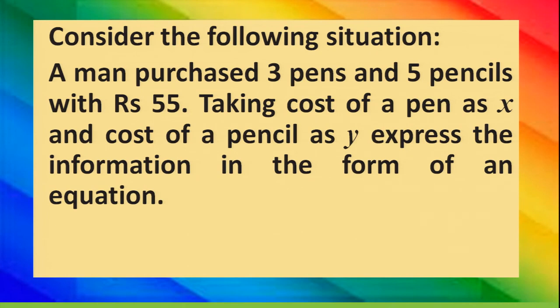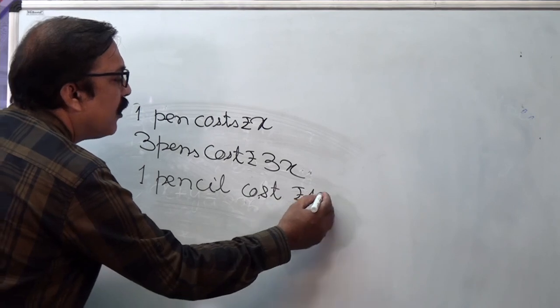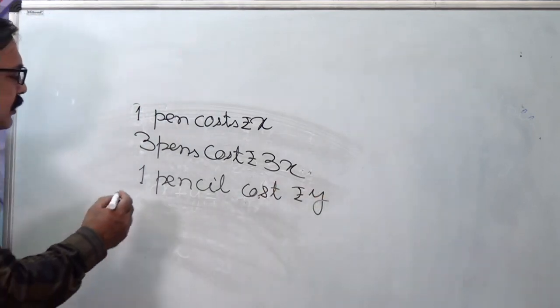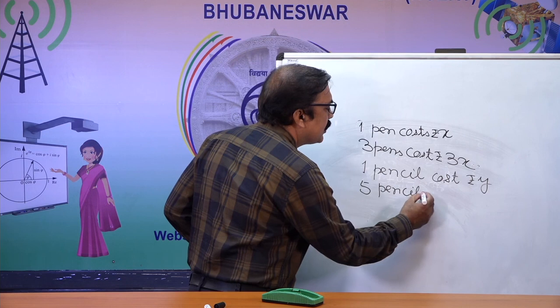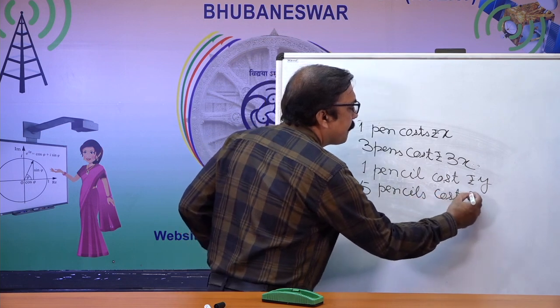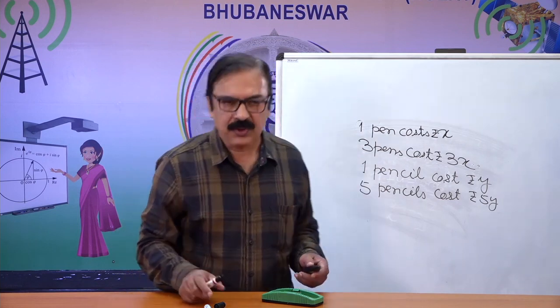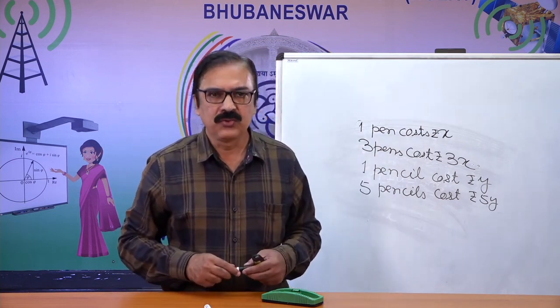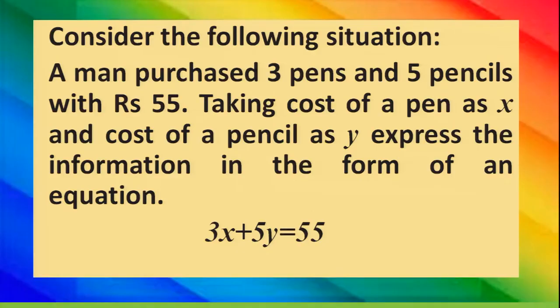And the cost of one pencil? As we don't know, we can take another variable y. Then we have 5 pencils, so 5 pencils cost rupees 5y. So the sum of these two items is 55. So we can write the equation 3x plus 5y is equal to 55.